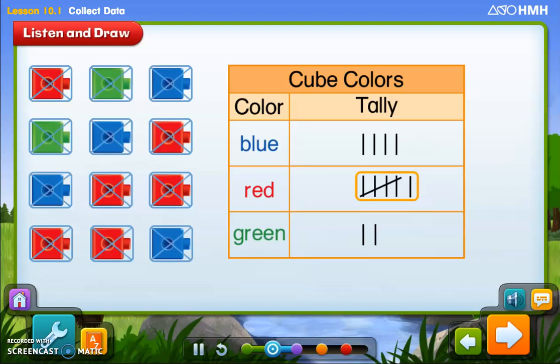This sixth tally mark is shown next to the group of 5. It starts a new group. All the cube colors are recorded in the tally chart. Now let's show the number of cubes of each color.